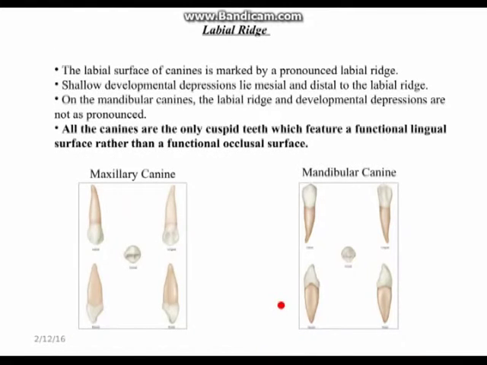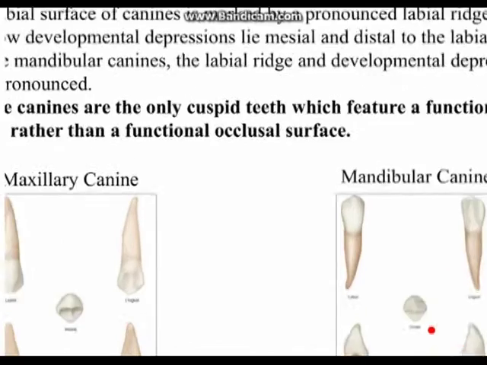All right, let's start with the canines today. Remember how we talked about last week the term labial ridge? So labial ridge, I told you that it's only special for the canines. Okay, so we're going to talk about that. Labial ridge, from its name, is on the labial or facial part of the tooth. The labial surface of canines is marked by a pronounced labial ridge. If you can see here, I'm going to zoom in a little bit.